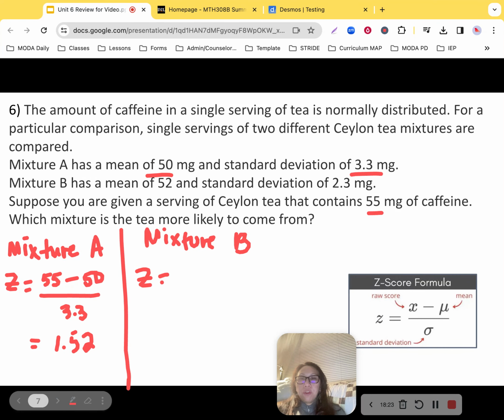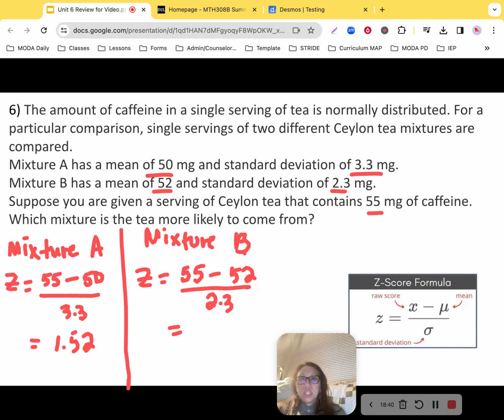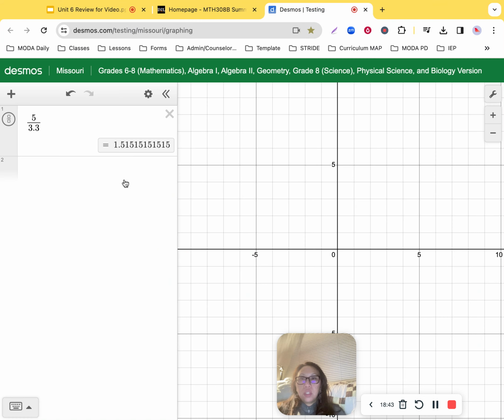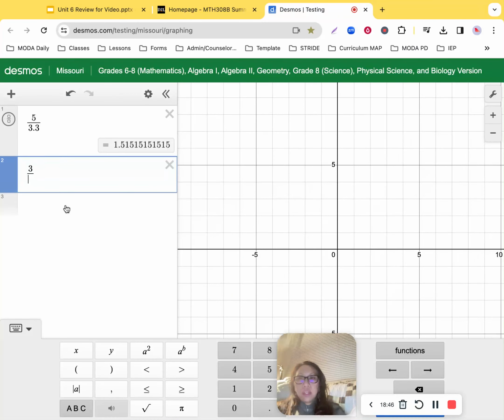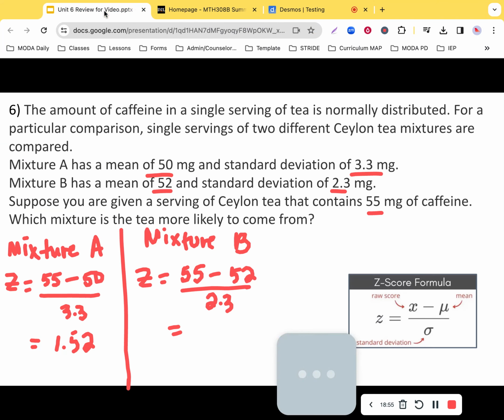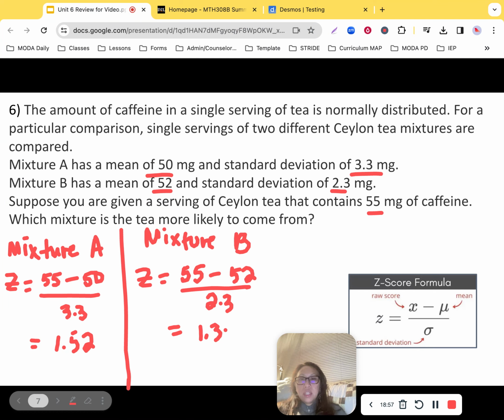So for mixture B, we still have the raw score, which is 55, minus the mean of mixture B, which is 52, divided by the standard deviation of 2.3. So 55 minus 52 is 3, and then divided by 2.3. Let's go ahead and divide that. 3 divided by 2.3 is about 1.30. Now to answer the question, which mixture is the tea more likely to come from?